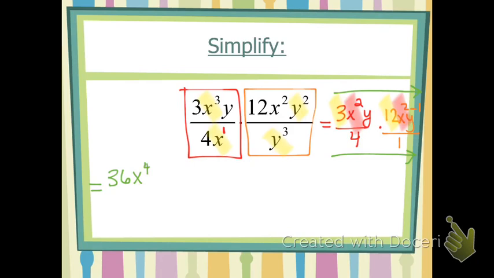And next I could move on to the y's, where I have y times y to the negative 1. Now of course I do remember that if there's no exponent it's like a 1. So I've got y to the first times y to the negative 1, and that is my product of a power again, where I keep the same base and add the exponents. So I'll keep the y, and I'll do 1 plus negative 1, which is 0. And I still need to multiply across the denominators yet. 4 times 1 is 4.